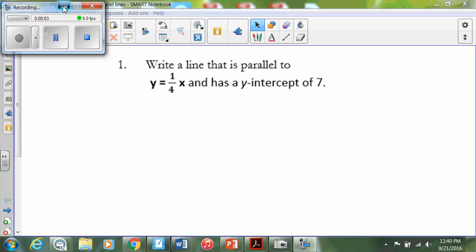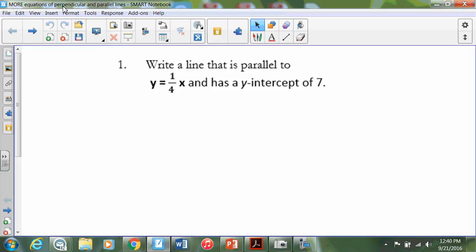Okay, here we go. We're going to be focusing today on writing equations of lines when we're given information about other lines that are parallel or perpendicular to it. So for this first problem, it says write a line that is parallel to y equals 1/4 x and has a y-intercept of 7.